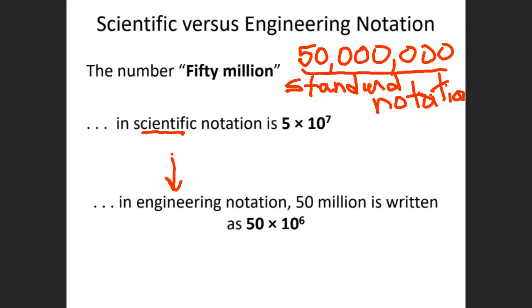But notice what happens here. Engineering notation. We are writing 50 and then we write millions as a power of 10. This is scientific notation versus engineering notation. Scientific notation has its own rules. Engineering has its own rules.